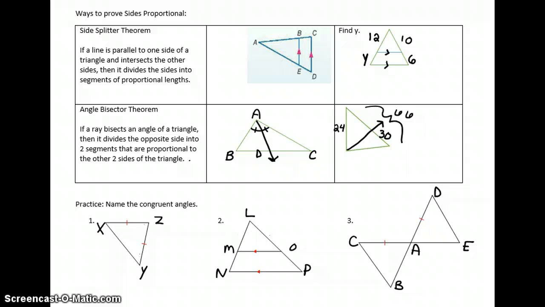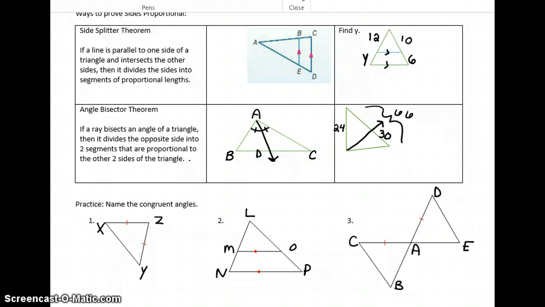Next, we're going to look at ways to prove sides proportional. This is something you have not seen in the past. The first is the side splitter theorem, and it says if a line is parallel to one side of a triangle and intersects the other side, it divides the sides into segments of proportional length.